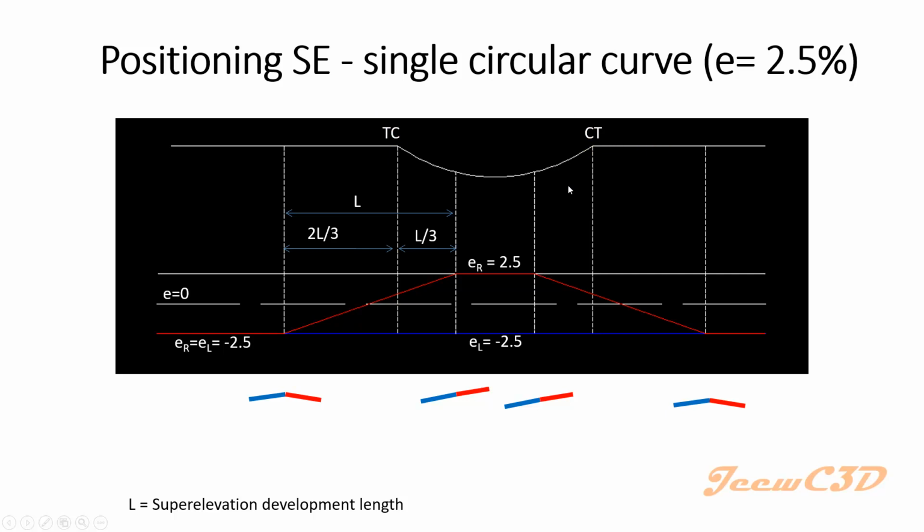So inside the curve, you have the superelevated section, and from this superelevation development, 1/3, this L is the superelevation development length. So L/3 will be inside the curve. 2L/3 will be outside the curve, or in the straight section. If you think about the superelevation at each section, at the start you have the normal crown. In this position you have the full superelevation.